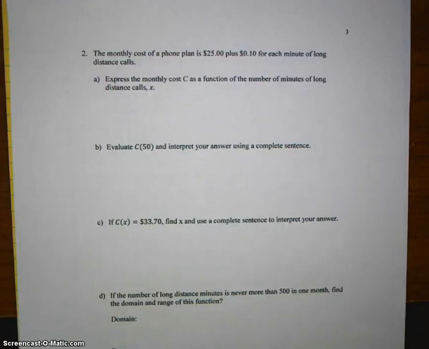Alright, one more problem today. The monthly cost of a phone plan is $25 plus 10 cents for each minute of long distance calls. Phone plans don't usually work this way anymore, but they used to. So, a little outdated problem, but we'll deal with it. Express the monthly cost as a function of x.